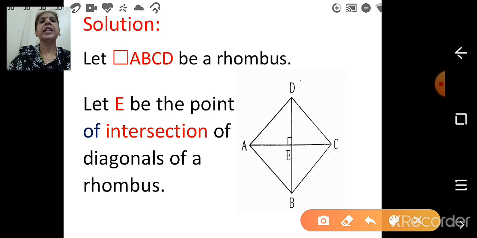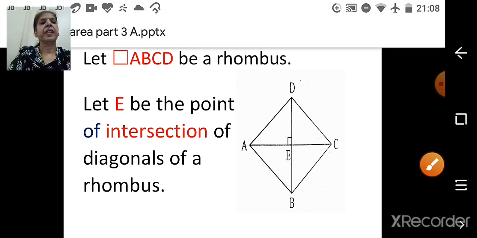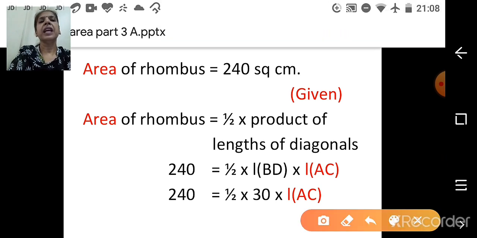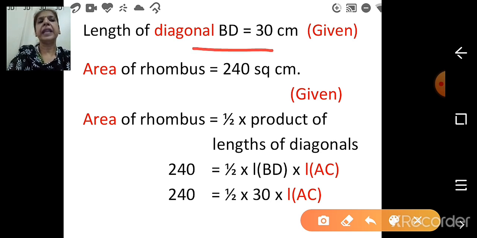And we know the property, what is the property? Diagonals of a rhombus bisect each other. They are perpendicular bisectors of each other. They bisect at right angle. Now, length of one diagonal is given, and we have taken diagonal BD. That is 30 centimeter. It is given. So, length of diagonal BD is equal to 30 centimeter. What else is given? Area. Area of rhombus 240 square centimeter.